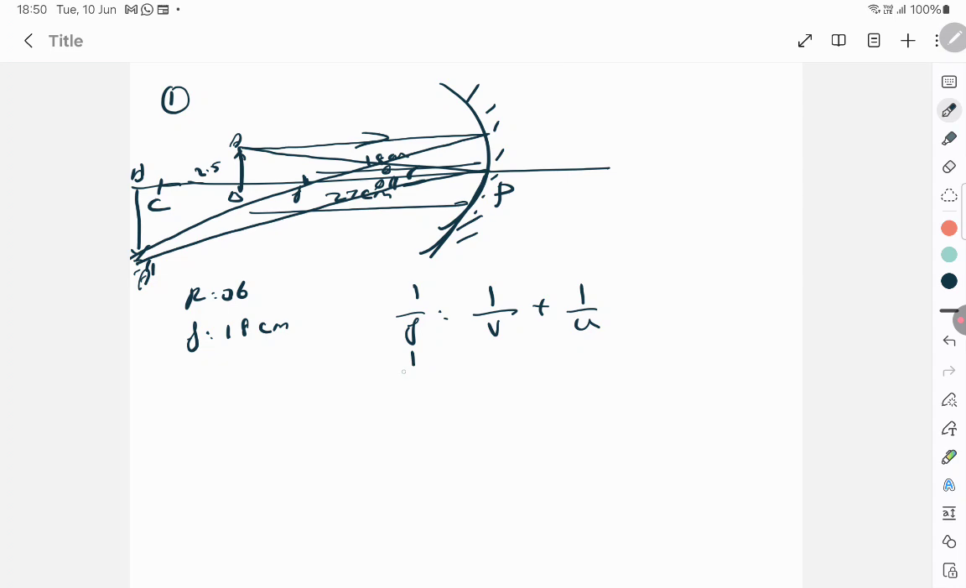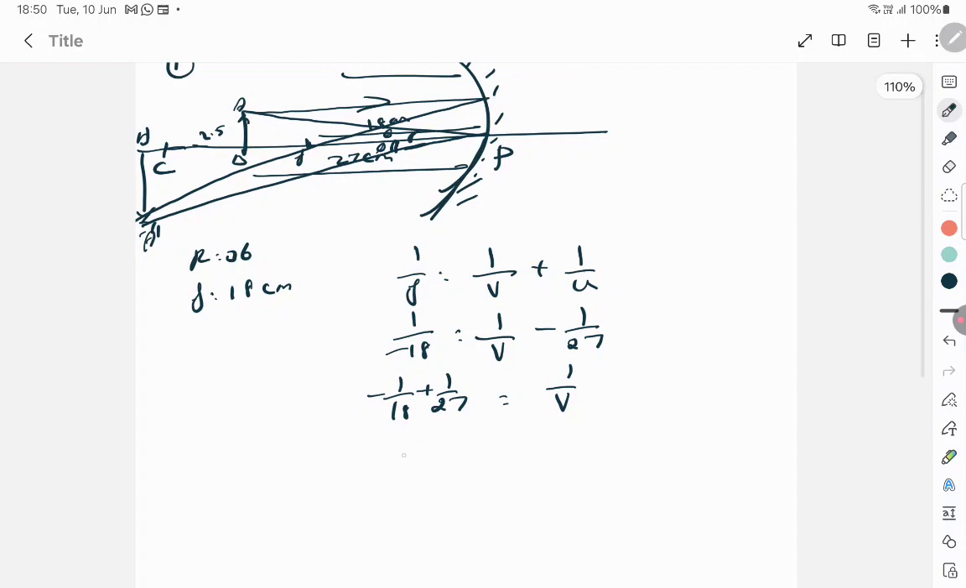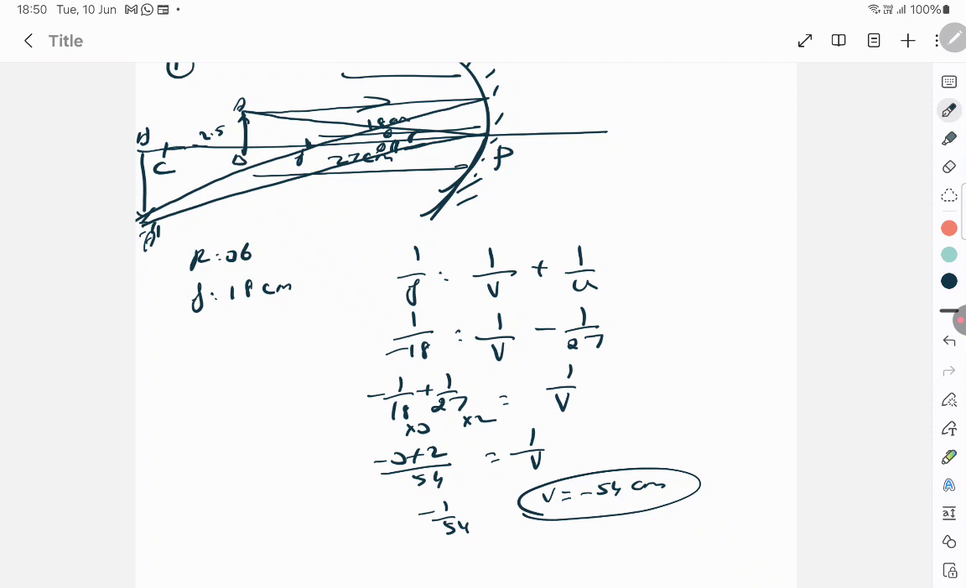The focal length is known, which is 1 by 18. It will be negative because the focal length is to the left of the mirror. So 1 by minus 18 is equal to 1 by V, and the object distance is also negative because it's to the left, minus 1 by 27. So therefore 1 by V is minus 1 by 18 plus 1 by 27. The LCM is 54. 18 3s are 54, 27 2s are 54, so minus 3 plus 2 is 1 by V, so minus 1 by 54. V is equal to minus 54. It makes sense because you get the final image also to the left.